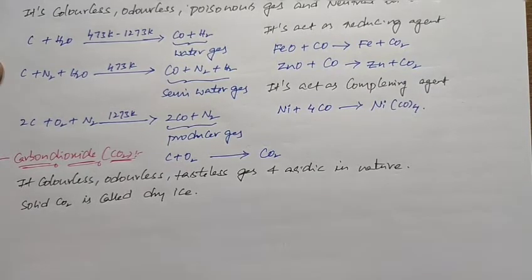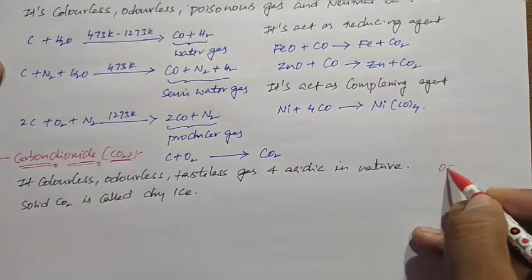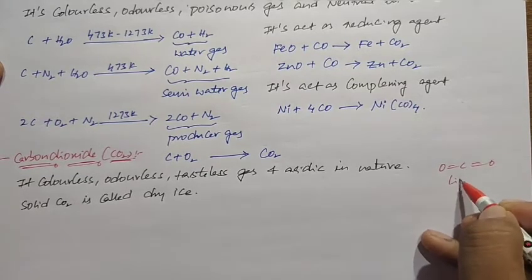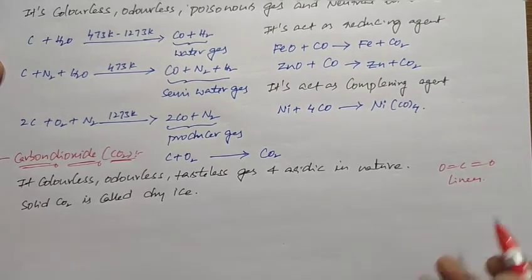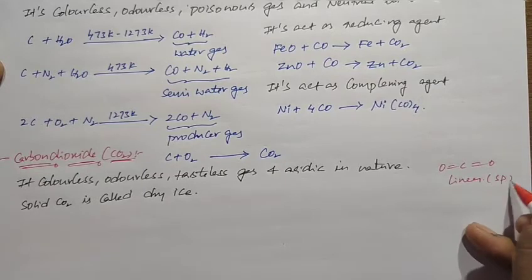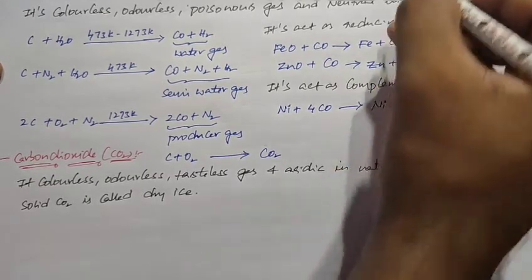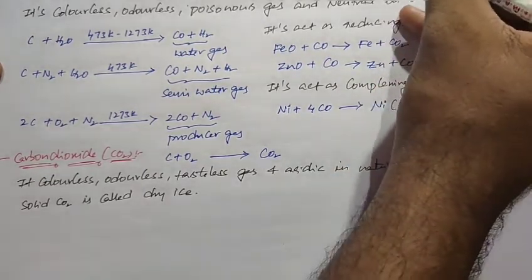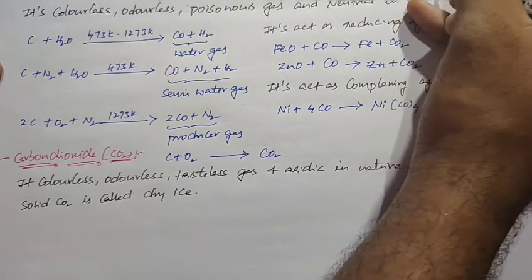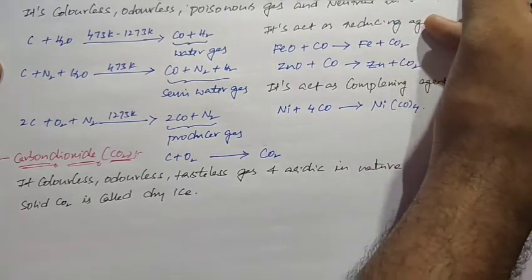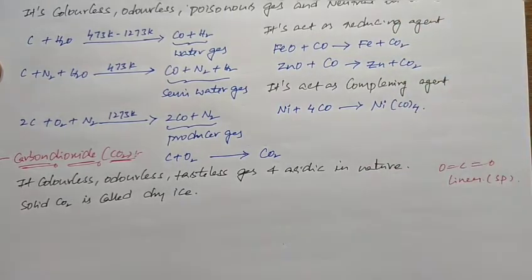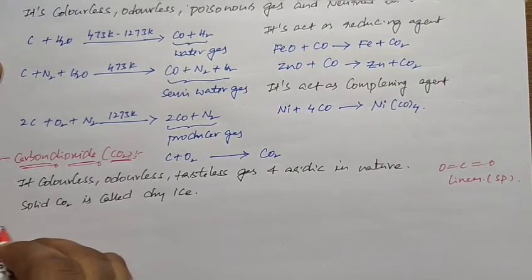When I take the structure of carbon dioxide, it is a linear structure. Carbon dioxide has a linear structure, and the hybridization is sp. Carbon monoxide also has a linear structure. It consists of carbon and oxygen with a triple bond. So this is the structure of carbon monoxide. Okay, and next is carbon suboxide.